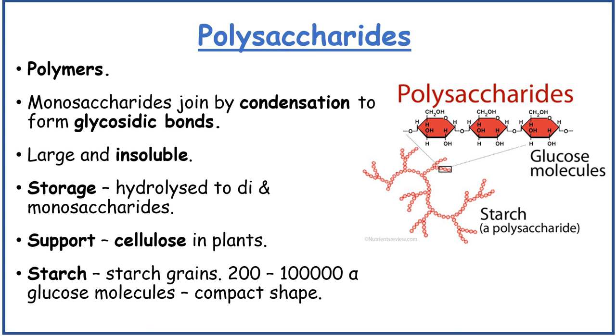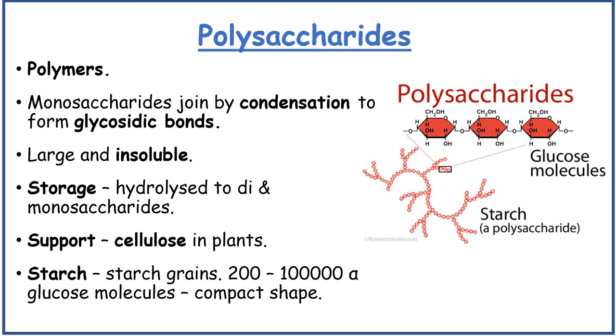Polysaccharides are polymers. So monosaccharides join together by condensation reactions to form glycosidic bonds. Polysaccharides are large and insoluble, and they are often used as storage molecules. They are hydrolyzed to disaccharides and monosaccharides. They could be used for support, like cellulose in plants.